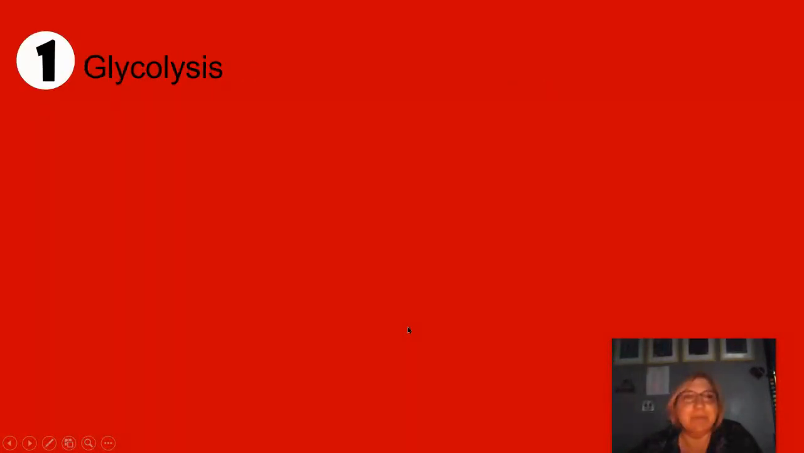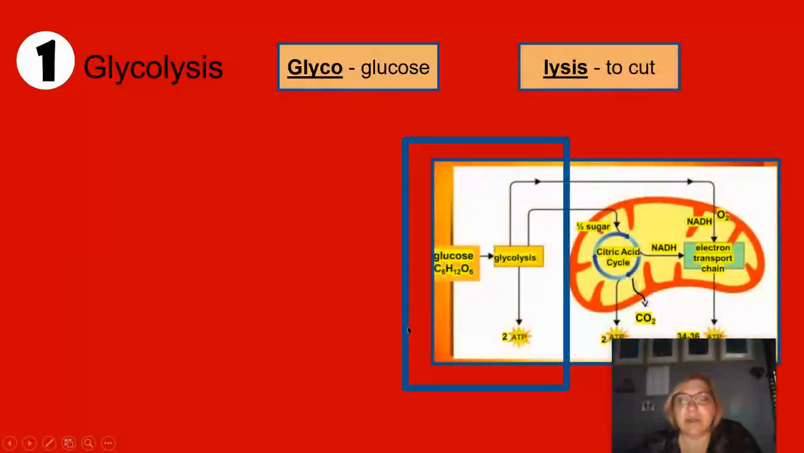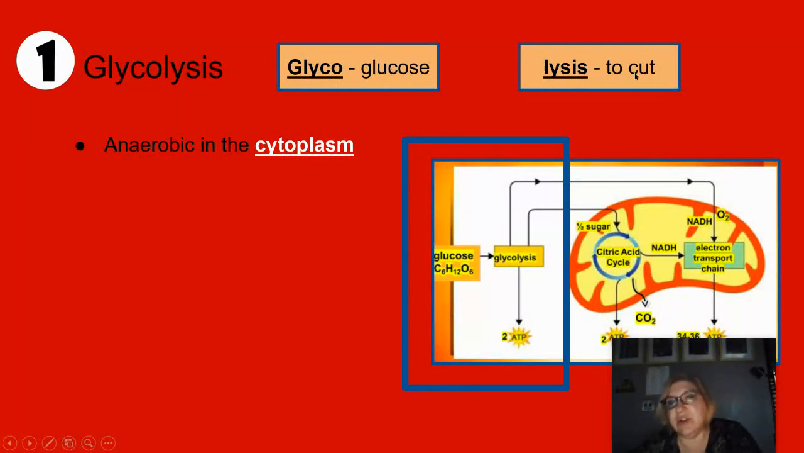All right, moving on. So glycolysis is the first process that begins to use energy. And it is in the cytoplasm. So if you remember the cytoplasm of a cell, it's kind of outside of the organelles. It's the material that holds everything inside a cell. And that's an anaerobic process. Glyco means glucose. Lysis means to cut. So glycolysis is happening where the glucose is being broken apart and it produces 2 ATP.